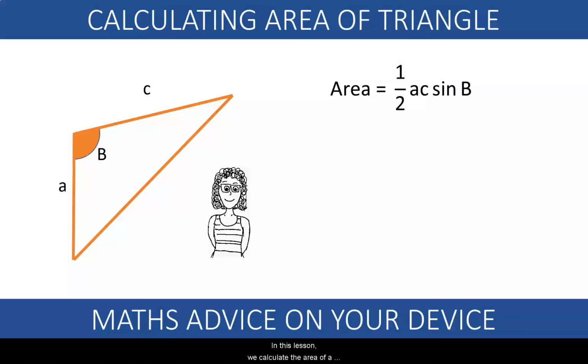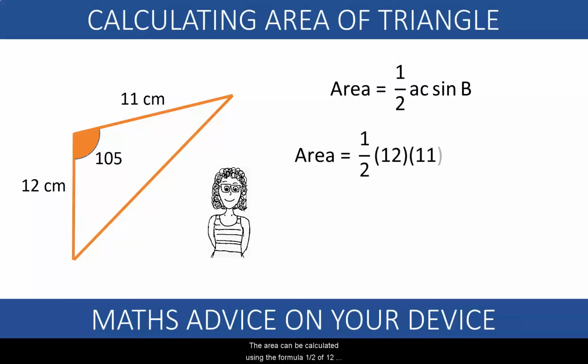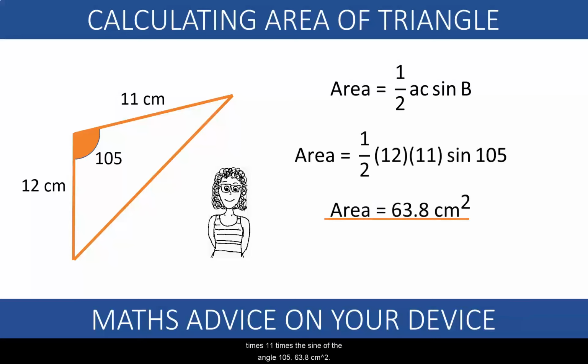In this lesson, we calculate the area of a triangle. For that, all we need is two sides and the angle between them. For example, in this triangle, we know the length of two sides, 12 and 11 centimeters, and the angle between them, 105 degrees. The area can be calculated using the formula a half of 12 times 11 times the sine of the angle 105, 63.8 centimeters squared.